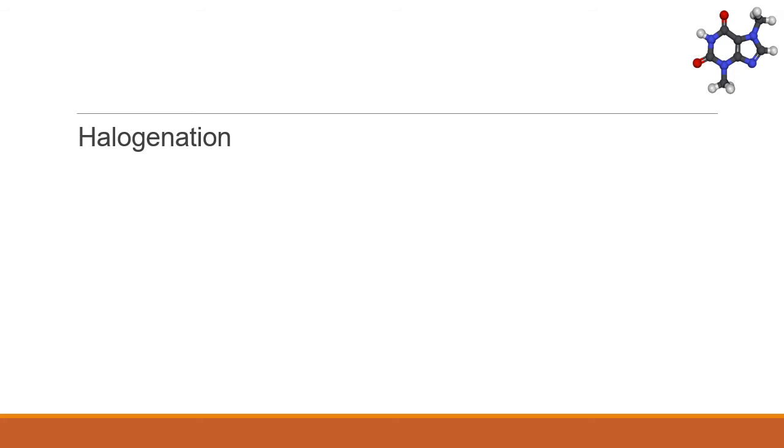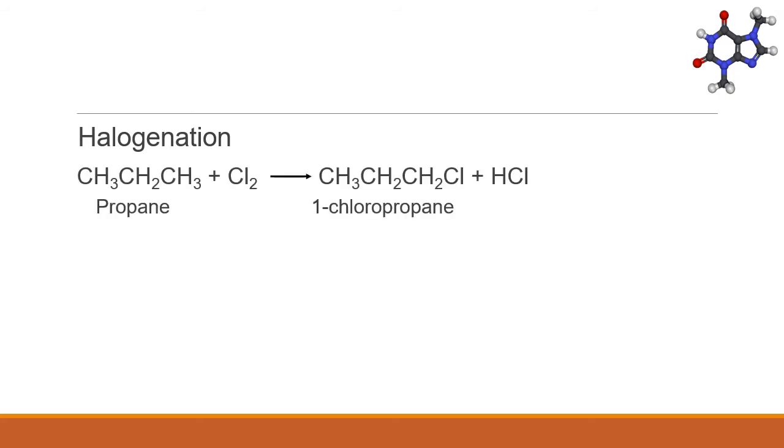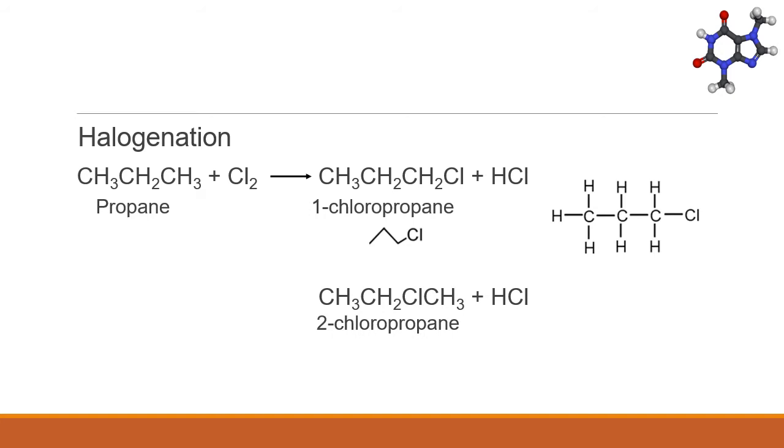Halogenation is a reaction involving the removal of a hydrogen atom from the alkane to be replaced by a halogen. In this example, propane reacts with chlorine gas to produce 1-chloropropane and hydrogen chloride. However, this is not the only possible product of the reaction. In some cases, 2-chloropropane is produced.